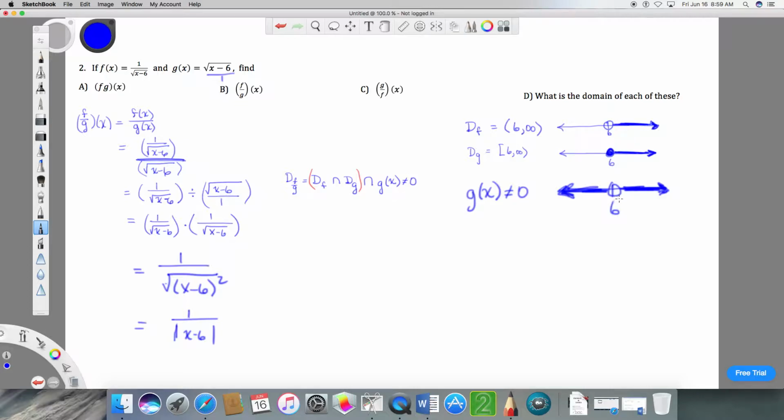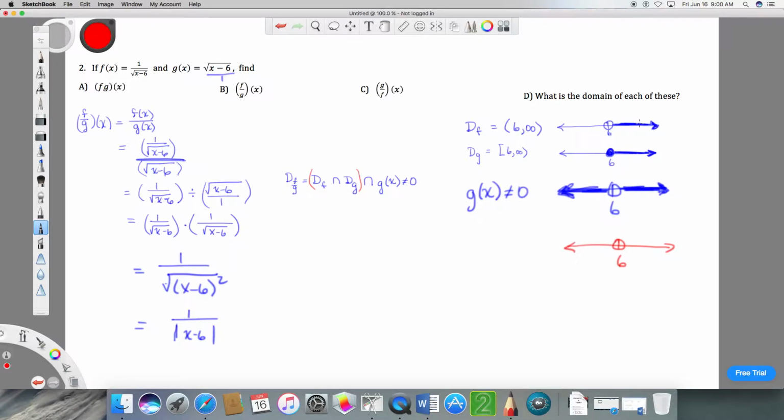Now, to be in the intersection, you have to be in all 3 sets. So it's clear that 6 is not in the intersection, because 6 would have to be a solid dot in all 3 sets. So we exclude 6. Even though this is shaded to the left here, it's not in all 3 sets. It's not in these 2 sets, so we do not include numbers that are less than 6.